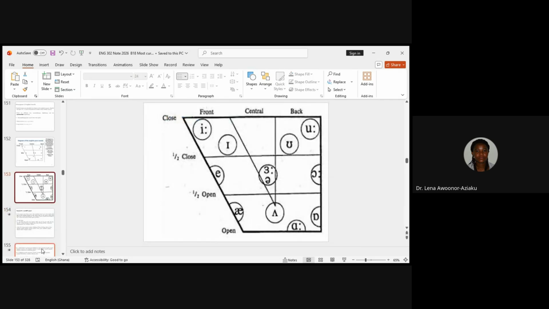So we have the environments. You can see where they are in English. So when I was talking about vowels, you remember there is nothing like vowel O and the letter O in English.